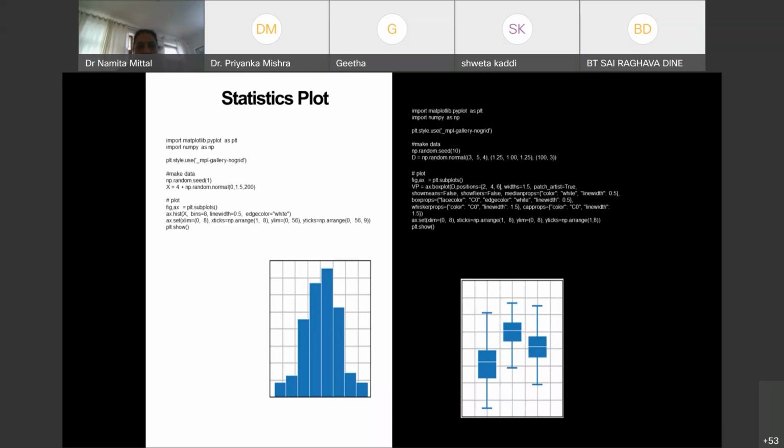I have taken very small examples. I wanted to cover everything, so I covered line, bar, and histogram, and this is an example of a box plot. The box plot is very interesting. Those who want to make a career in data science, please go through it. When I read it, it was amazing.